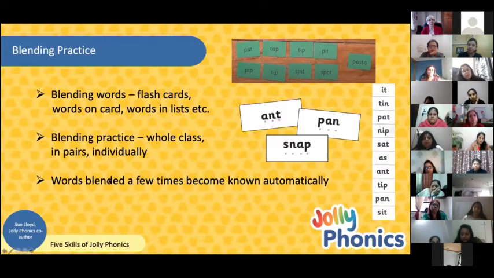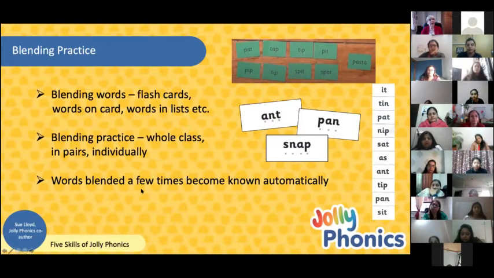And the secret with blending and not memorizing is that when a word has been blended a few times, it becomes known. And then we don't need to blend it. And we only use that blending technique when we come to words that we don't know. And then it should be absolutely automatic.